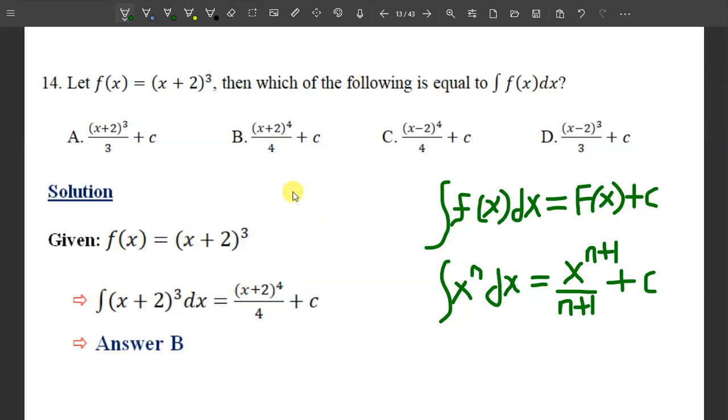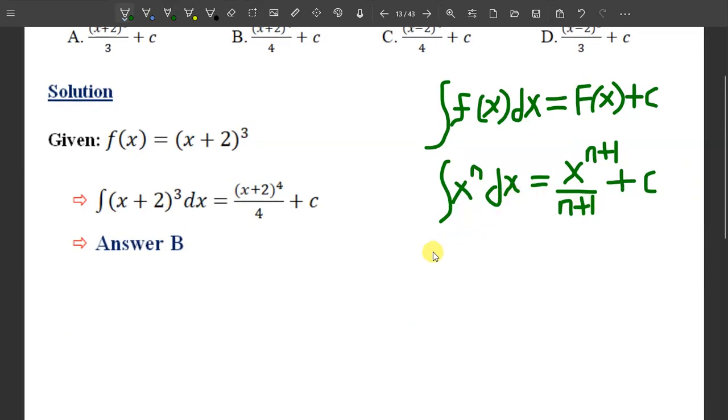Let us come back to our question. What is the integral of this function? Consider this one as a single power function. Since there is no coefficient of x here and there is no power of x here, what you have to do is simply integrate this one. Similar to this one, here the integral of (x plus 2) to the power of 3 dx, write it down as such.